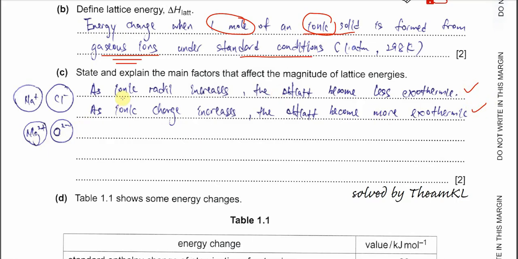As ionic radii increase, the lattice energy becomes less exothermic. For example, with sodium ions and chloride, when the radius is increased, the lattice energy releases less energy because the bonds that form are weaker. And another one: if the ionic charge increases, the lattice energy becomes more exothermic. More charge means stronger attractions, stronger bonding formed, and more energy released. So it's more exo.